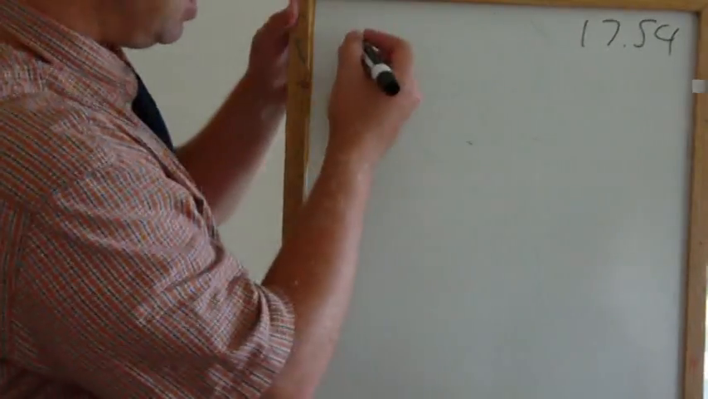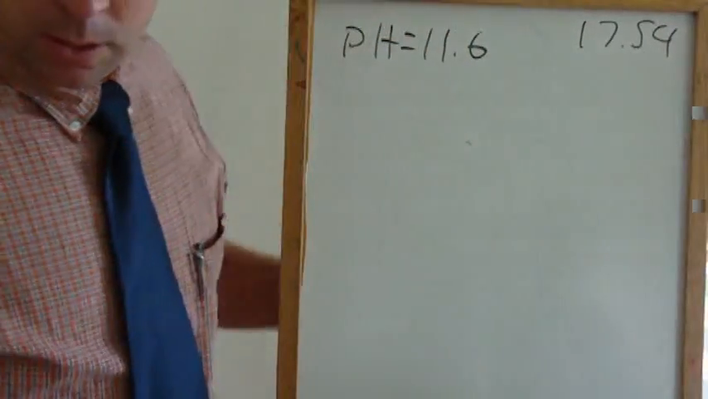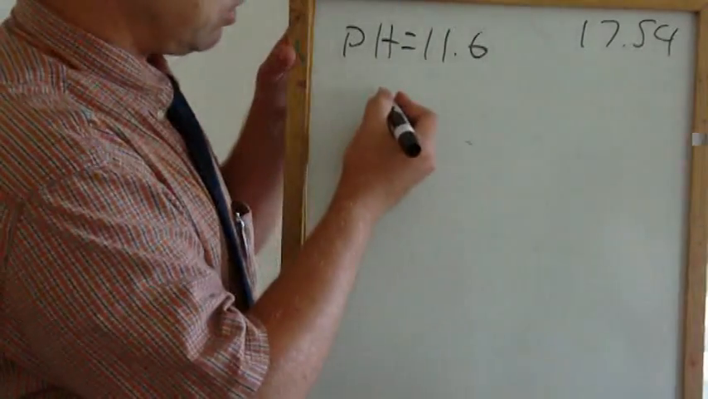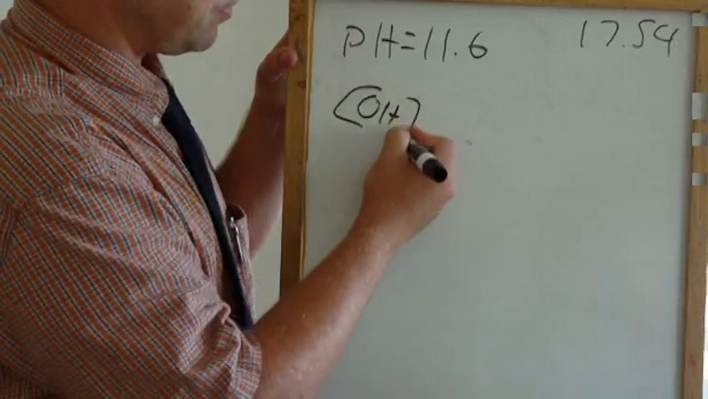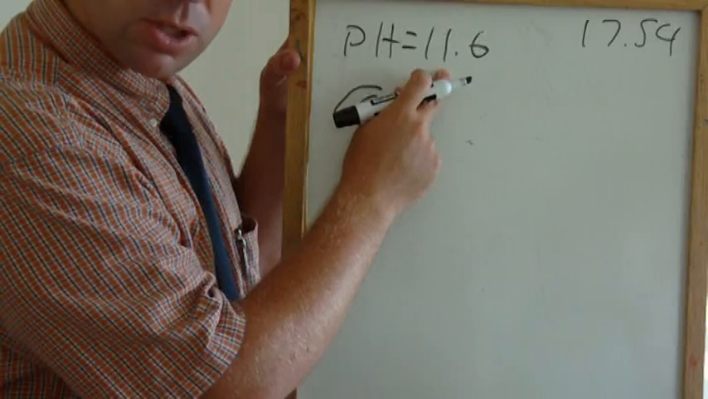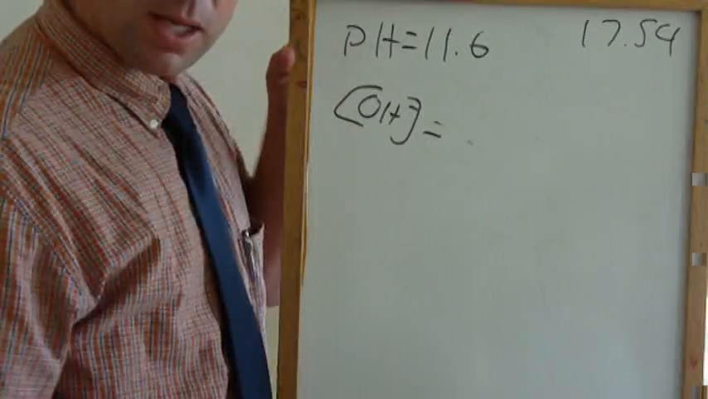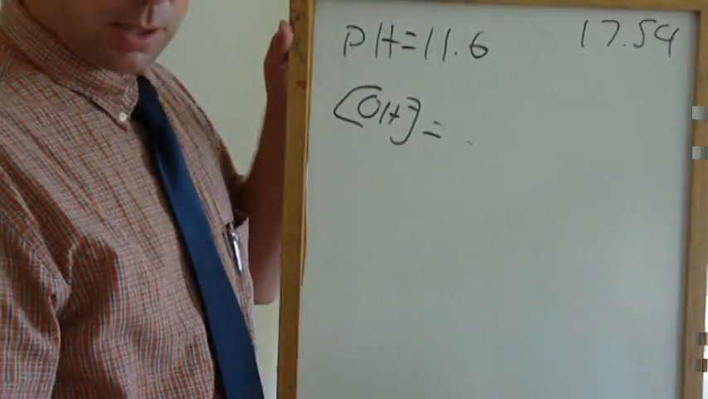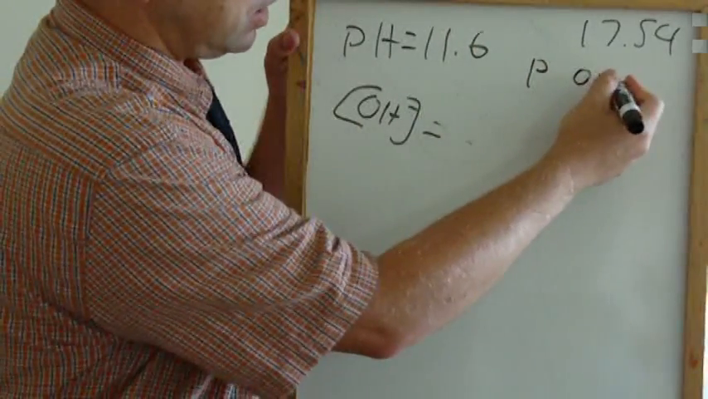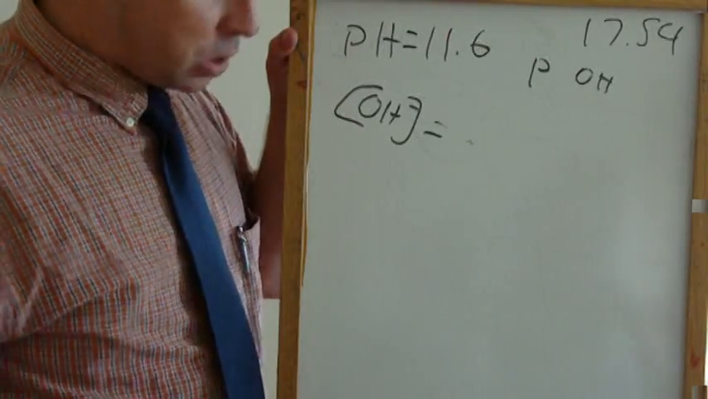All right, so the pH is 11.6. Now, the component that changes the pH in calcium hydroxide is the hydroxide ion. So we need to identify the hydroxide ion concentration. pH is the negative log of the hydronium, the hydrogen ion concentration, and we want to know the hydroxide ion concentration. We can do this a couple ways. For me, it's easiest to identify the pOH from the pH because that's just 14 minus 11.6. So the pOH is 2.4.